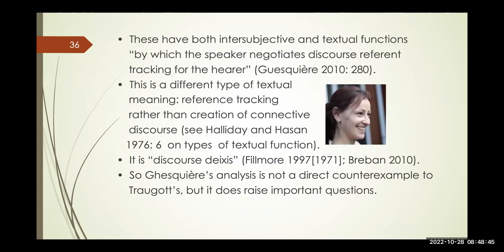This is a different type of textual meaning from the one that I'm talking about. It's reference tracking rather than creation of connective discourse. And Halliday and Hasan, 1976, is a good place to start if you're wondering about types of textual function. They distinguish these two that I've just mentioned. Reference tracking, that is what Fillmore and Brabham have called discourse deixis, where you have pronouns like this and that. Halliday and Hasan distinguish reference tracking like this and that from creation of connective discourse by markers such as and, after all, by the way, and the one we'll look at, just the same.